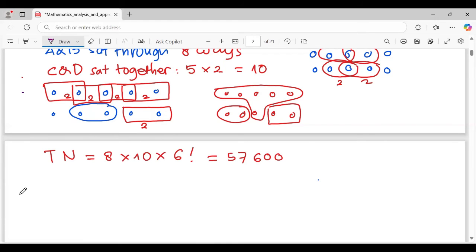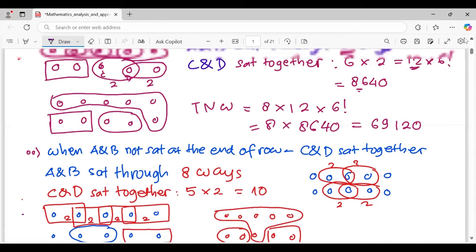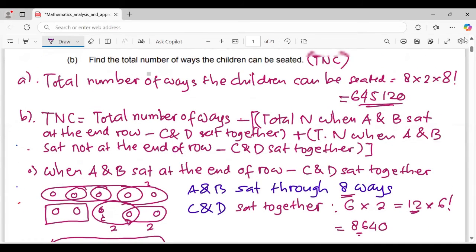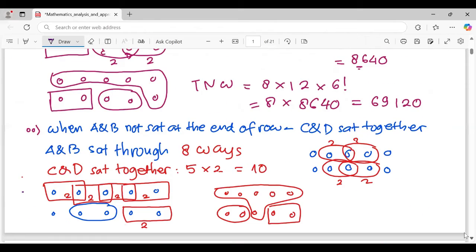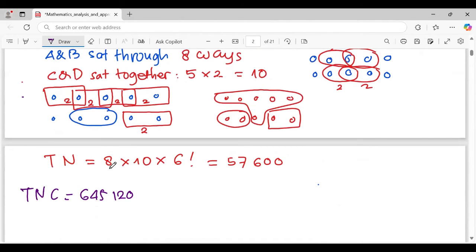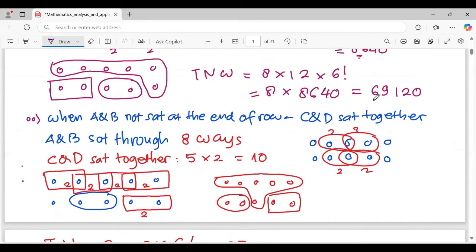Okay, TNC equals 645,120. I'm going to show you this number, this result from this one, and then minus, in brackets, this result, this one.